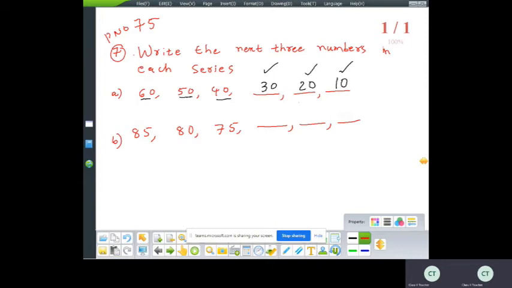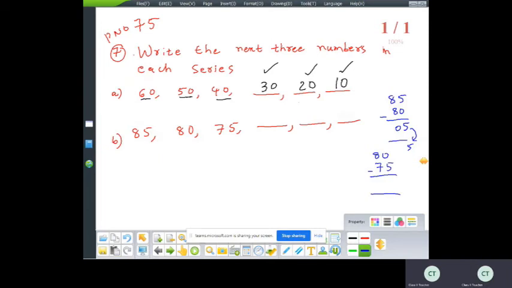First, find the difference of 85 and 80. Difference means subtraction. 85 minus 80: 5 minus 0, 5. 8 minus 8, 0. A number starting with 0 has no value. The answer is only 5. Now the difference of 85 and 80 is 5. Next two numbers, the difference of 80 and 75.